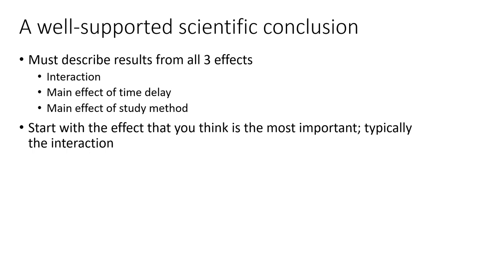Now, if you did not get a compelling interaction, then you would talk about one of the main effects first, whichever one happened to be more compelling. Now, if none of them are compelling, it doesn't matter which order you talk about. But the general rule of thumb, talk about the most compelling result first.